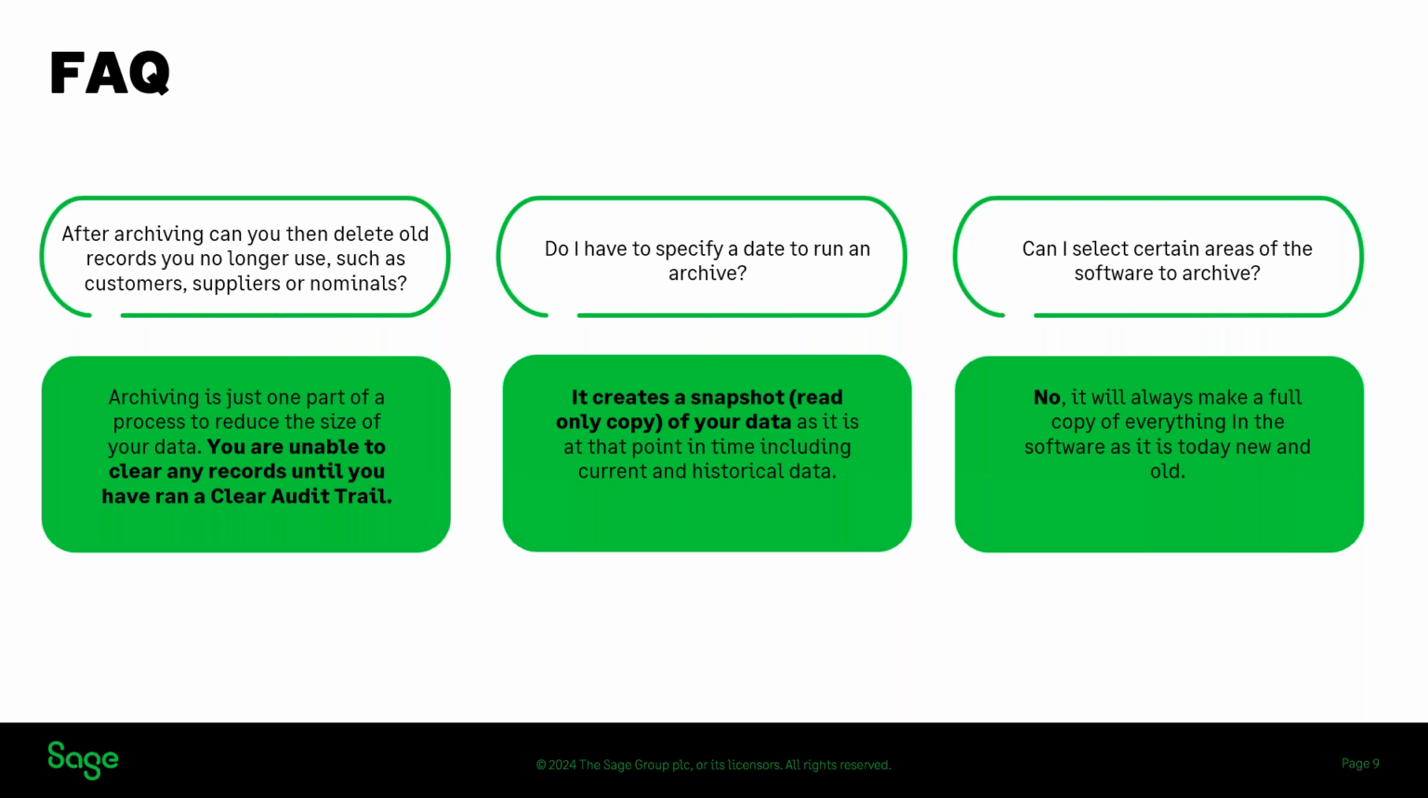Okay, so some frequently asked questions. These are questions that we've had on previous sessions. The first question: after archiving, can you then delete old records you no longer use, such as customers, suppliers, and nominals? Archiving is just one part of a process to reduce the size of your data. Because it doesn't remove anything from the program, you are unable to clear records until you've run the clear audit trail process.